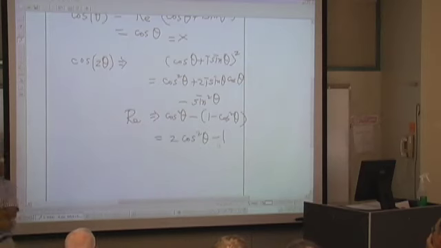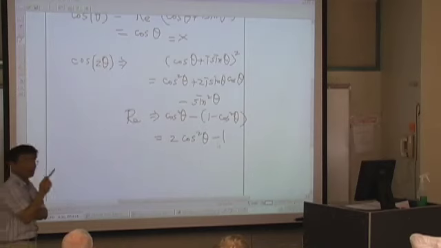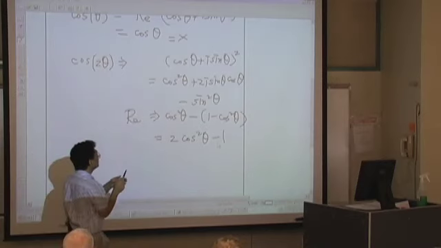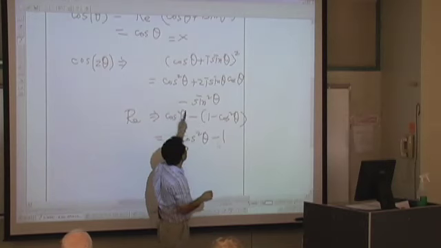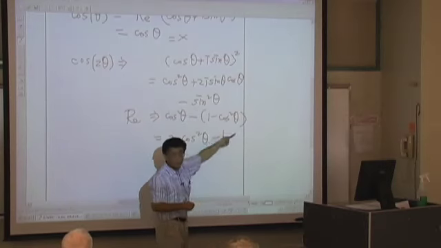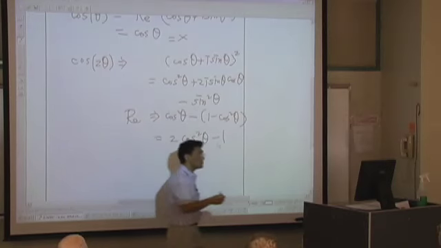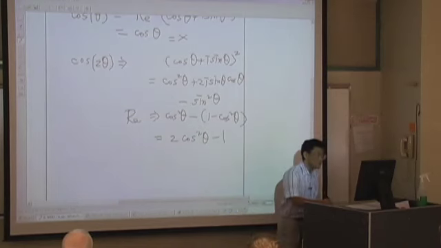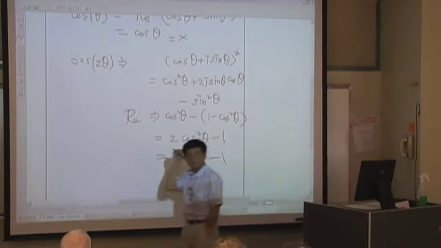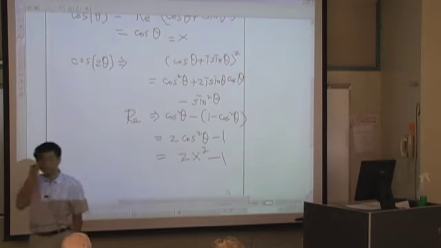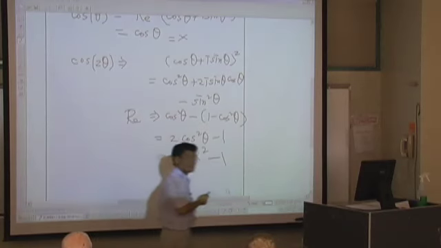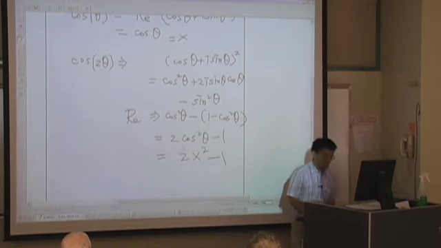So I extract the real part. The imaginary part is dumped. If we extract the real part, then it's cosine squared theta minus sine squared theta, rewritten, and it's this one. Because cosine theta is x, it is what? 2x squared minus 1. Any questions?